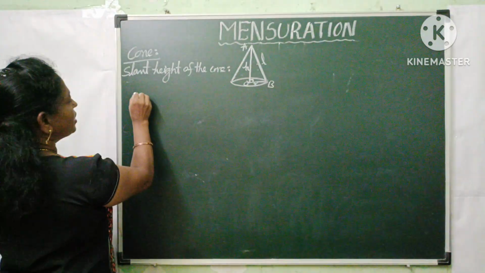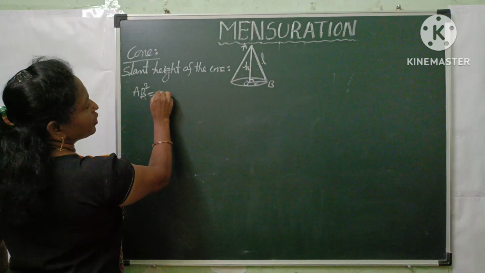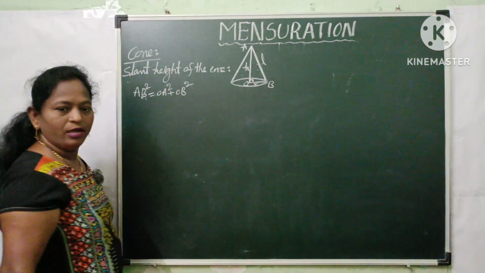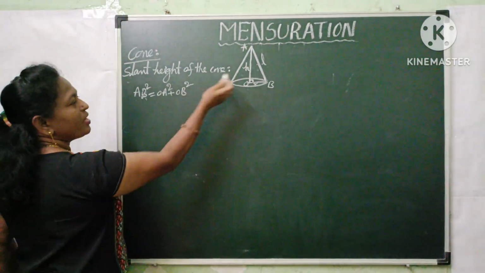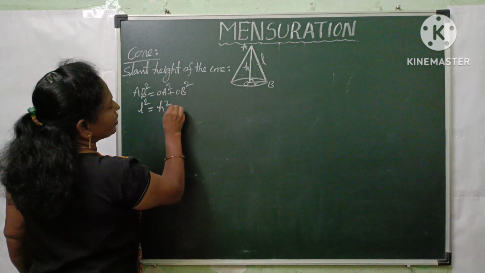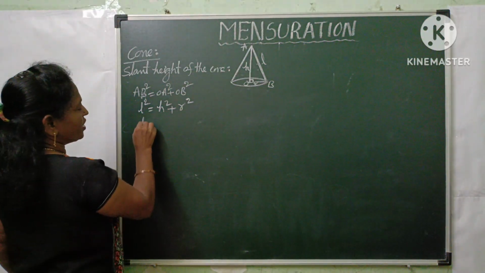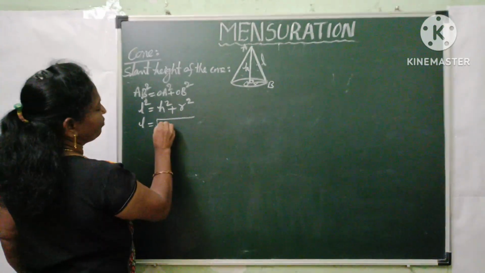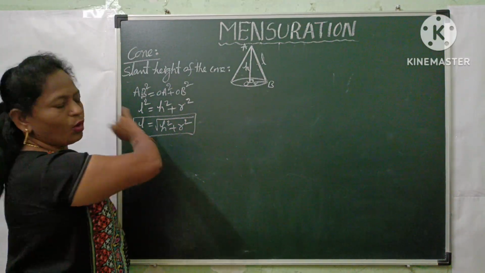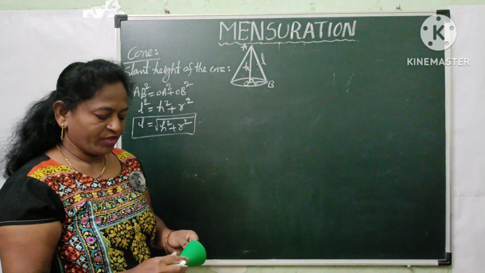By the Pythagoras theorem, hypotenuse square, AB square, equals OA square plus OB square. These are the remaining two sides of the right angle. Here AB is L, so L square equals H square plus R square, where OA is H and OB is the radius R. So L equals the square root of H square plus R square. This is the slant height of the cone. Now, the curved surface area of the cone.